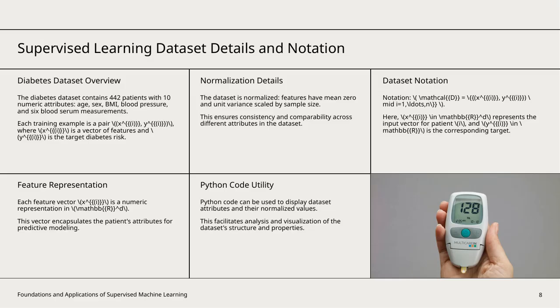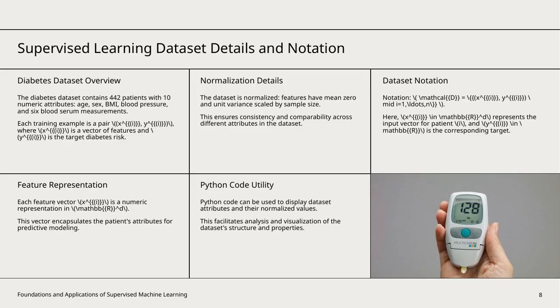Now, let's take a closer look at the diabetes dataset overview. This dataset includes data from 442 patients, and it features 10 different numeric attributes. These attributes include age, sex, BMI, blood pressure, and 6 measurements related to blood serum. Each data point, or training example, is a pair consisting of a feature vector and a target value.